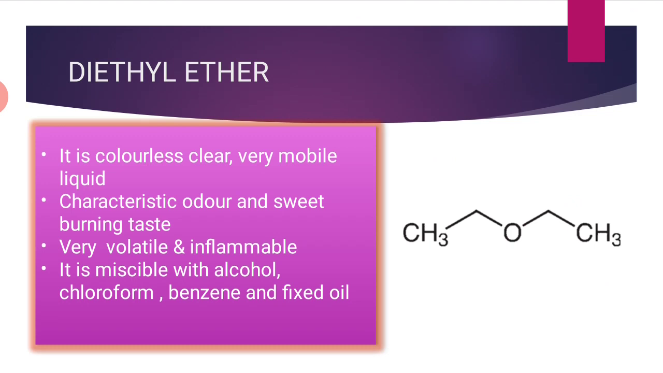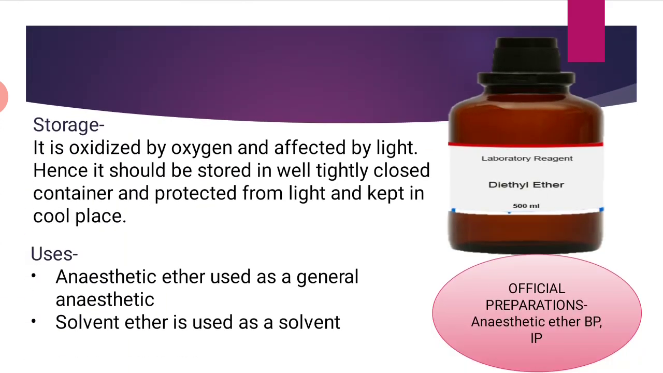and it is slowly attacked by ordinary oxidizing agents. Then the stability and storage of this diethyl ether are: it is oxidized by oxygen and affected by light, so it should be stored in a well closed tight container and protected from light, and should be kept in a cool place. And the label on the container should state that it is very inflammable. Do not use near a naked flame, means it should not be kept near a naked flame. It is a very inflammable, mobile liquid. And the name and the proportion of any stabilizer added, means if we have added any stabilizer, then it should be labelled on that particular storage container.